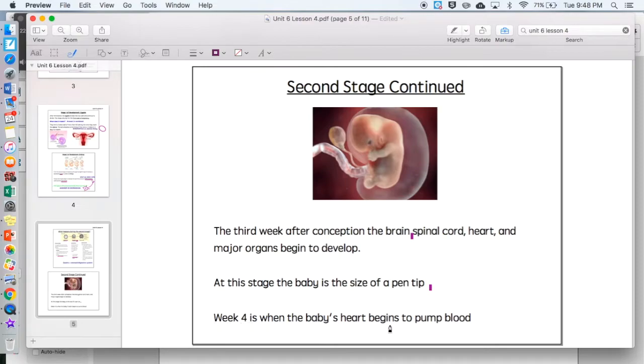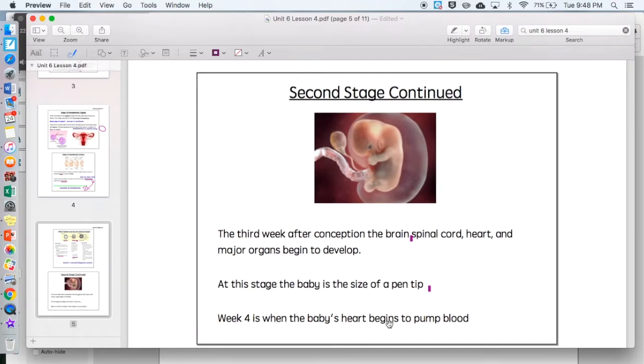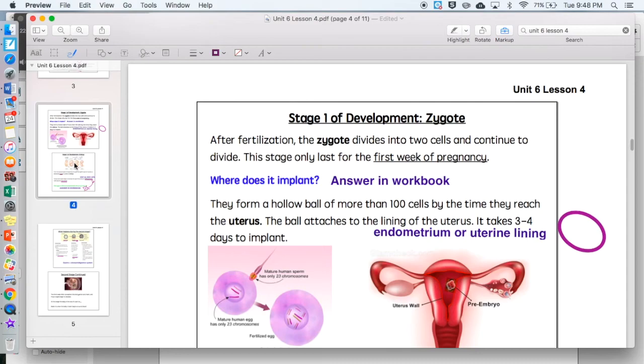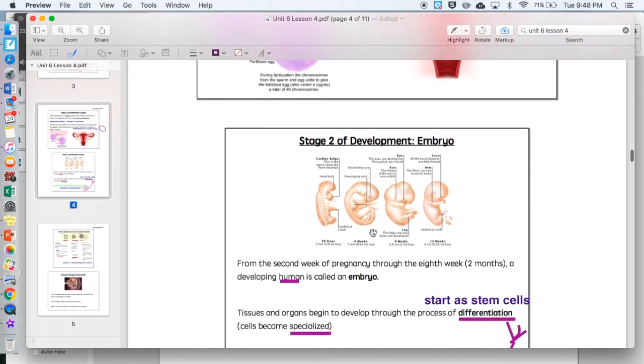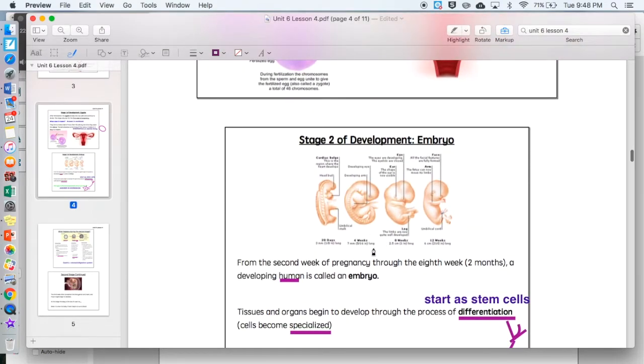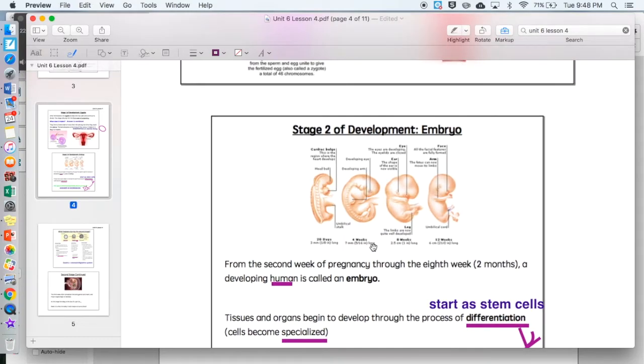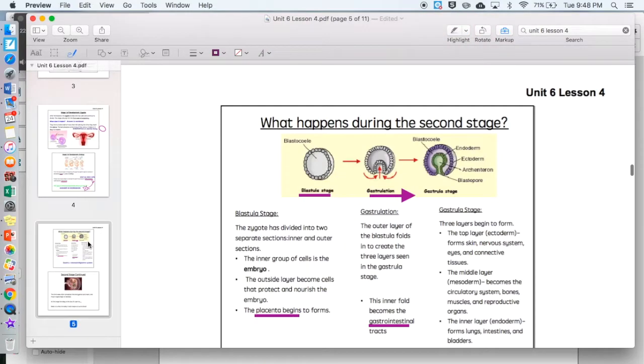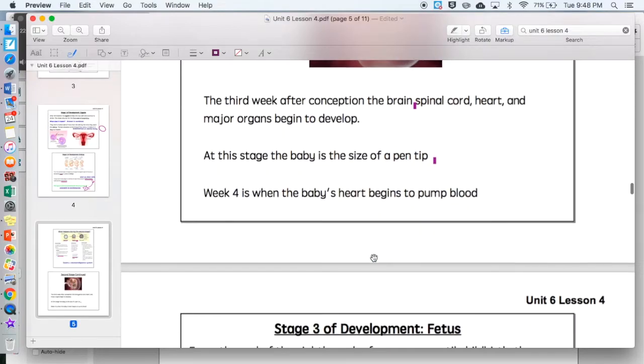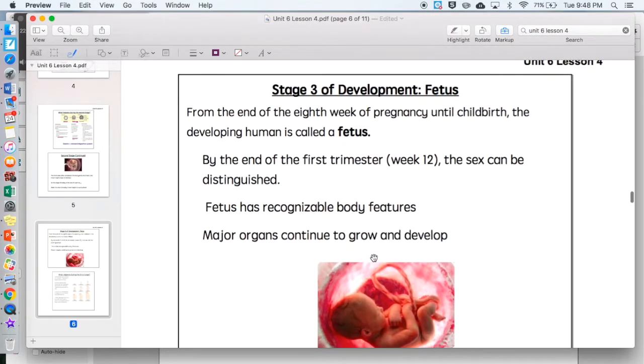In week 4, the baby's heart begins to pump blood. So it's pumping its blood even after 4 weeks when, remember, how big was it after 4 weeks? After 4 weeks, it was 7 millimeters. So it's still smaller than a centimeter. So smaller than your thumbnail. And it starts to pump its own blood, which is pretty amazing.